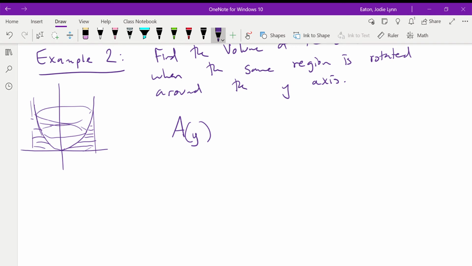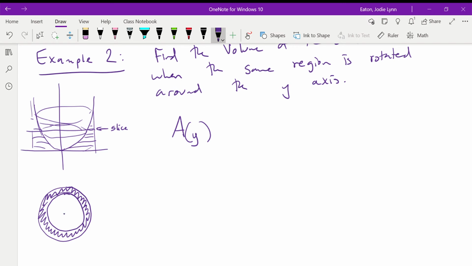So let's think about what this looks like. What we're going to do is take a slightly different view. We're going to look down at this from the top and take a perpendicular slice, and see what that looks like. Right here, we have this inside that's empty, and then we have this region right here. So it's kind of like a ring or a washer. And that's what we want to find the area of at each level.